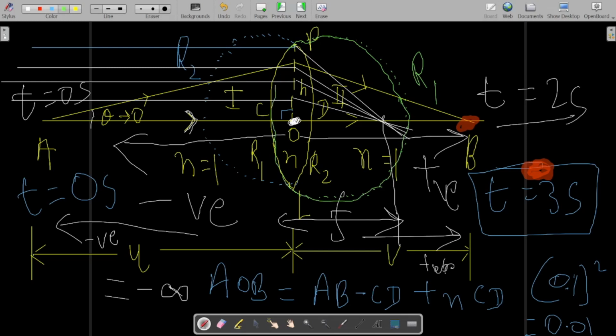Have a look at this circle. This circle is your first surface of the spherical lens. Its radius of curvature will be equal to R1, and this R1 will be in the positive direction, rightward from here. Similarly, your R2 circle will look something like this.